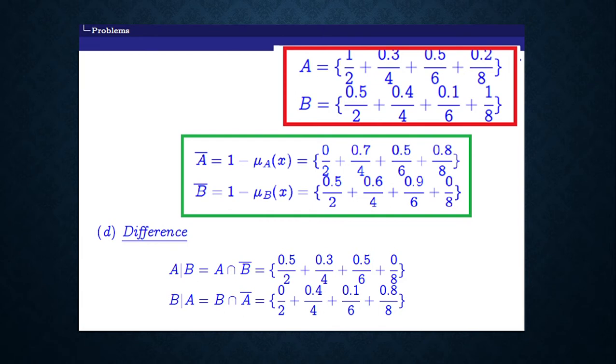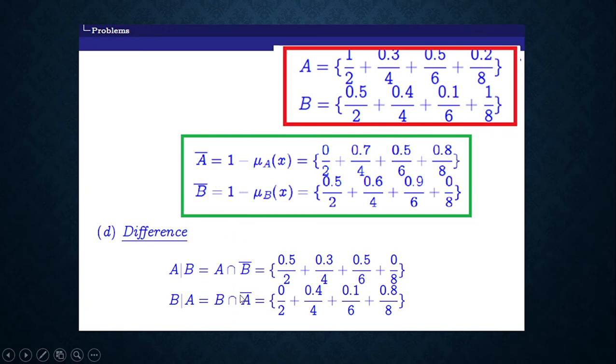Now, the next operation you are asked to perform is difference. A minus B is mathematically given as A intersection B complement. So you have the B complement. You have already evaluated the B complement and A complement here. So, A intersection B complement.